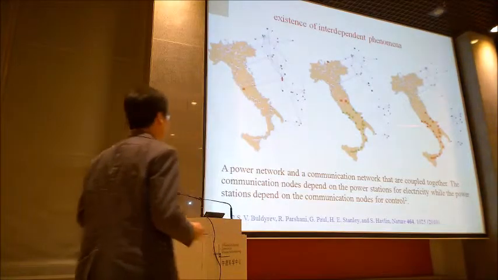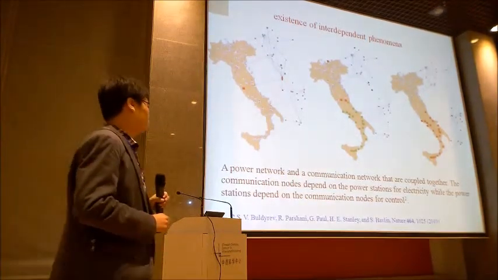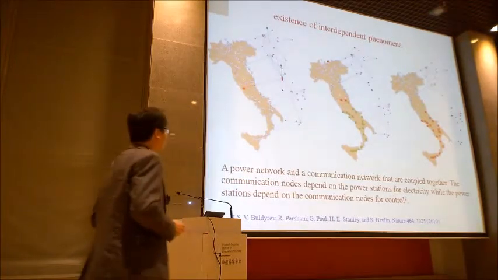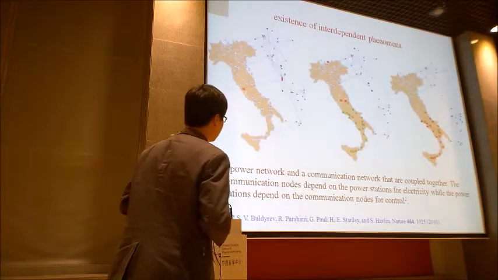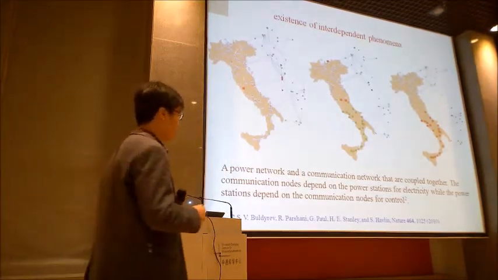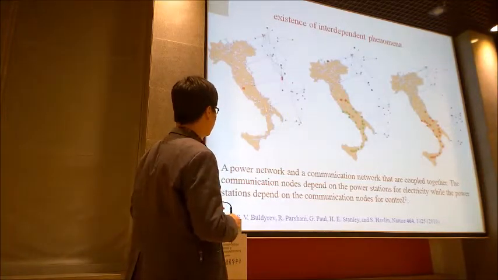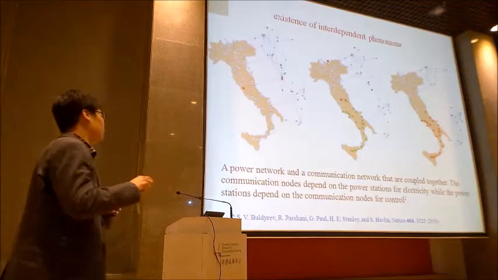These are two networks. One is the Italian power network. Another is the communication network. They are different networks, with different nodes and different connections. The status of one node not only depends on itself and its neighbors in the same layer, but also depends on the status of the corresponding partner from the other network.